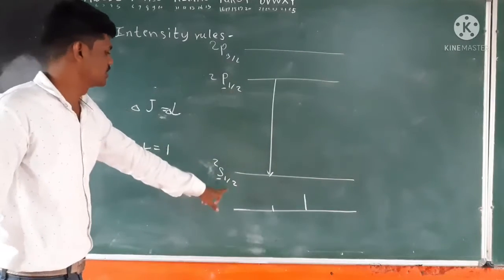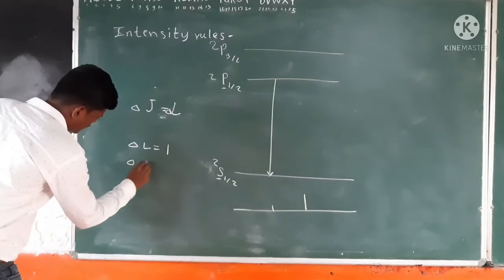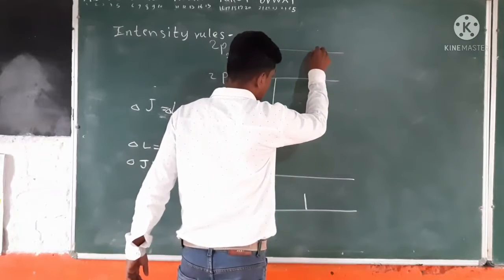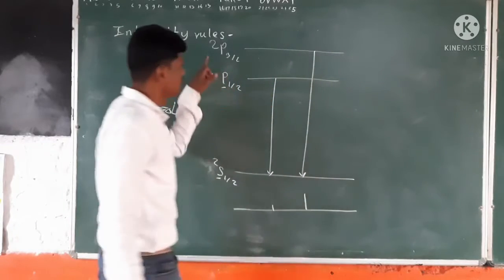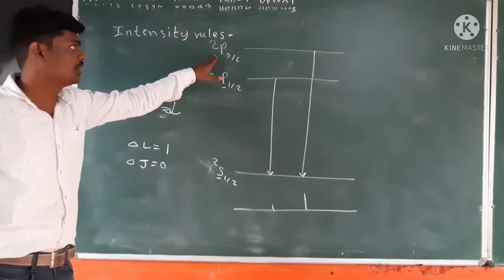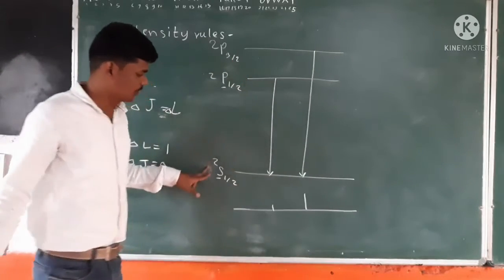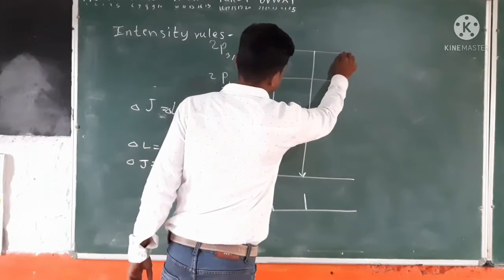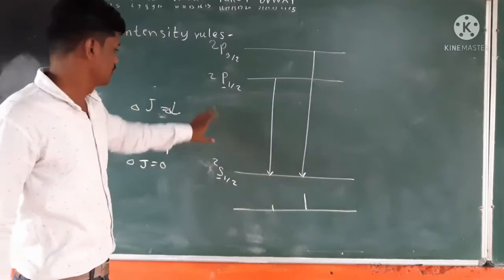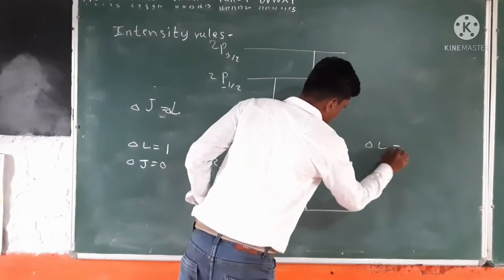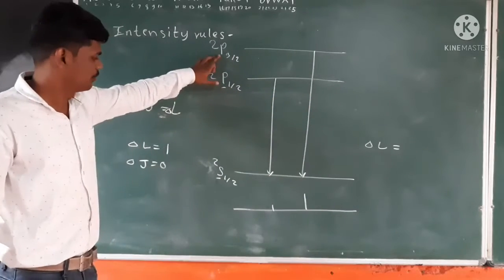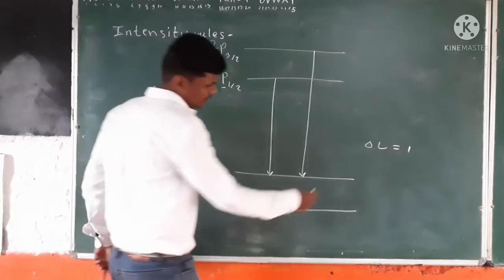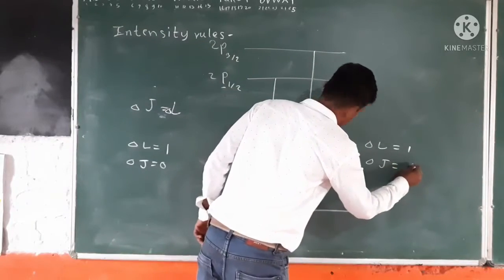What is delta J? We can see delta J is 0. Now consider another spectral line, this transition from 2p 3/2, or we can say double A p 3/2, to double A s 1/2. Now here we will calculate del L. What is the difference in L? P to S, that is 1. But what is the difference in the capital J value? Del J is 1.